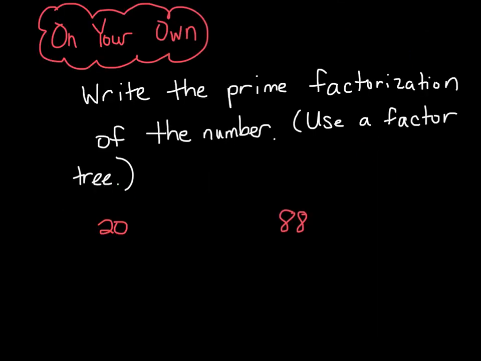Here are 2 on your own problems to try. You can practice writing the prime factorization using a factor tree for 20 and for 88. So go ahead and pause and make your factor trees for each of those. And remember to look back and remember how to write that final prime factorization.